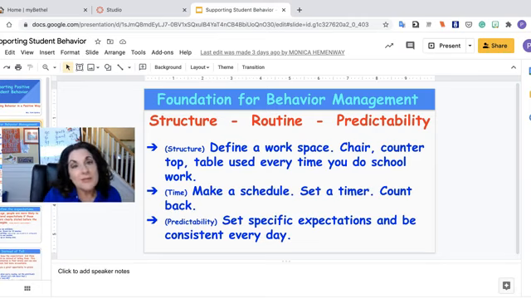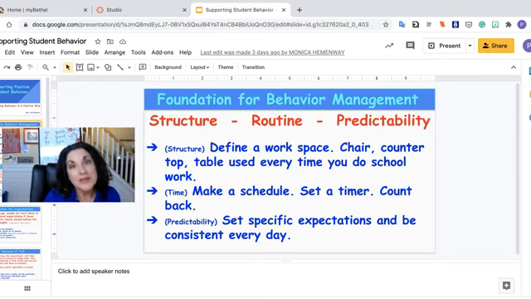Another thing you think about is time. How do we structure our time and make it routine and predictable? And that would be to make a schedule. Sometimes you need to use a counter. If you're waiting for a student, I always count back. Okay, let's be ready in 3, 2, 1.